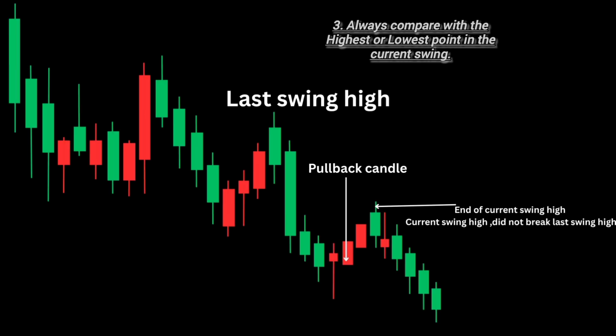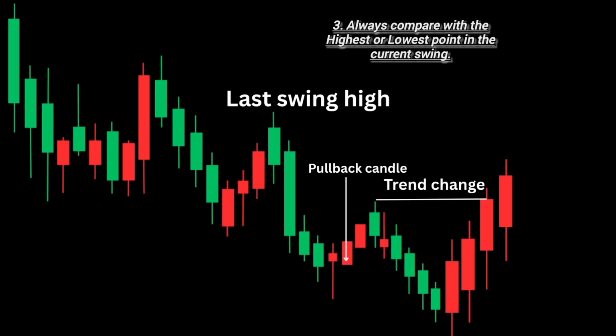3. Always compare with the highest or lowest point in the current swing. In an uptrend, check that the pullback does not break the swing low. In a downtrend, check that the pullback does not break the swing high. This ensures you're trading with the trend, not against it. If the pullback breaks a swing low or swing high, it indicates a change of character, indicating a possible reversal.